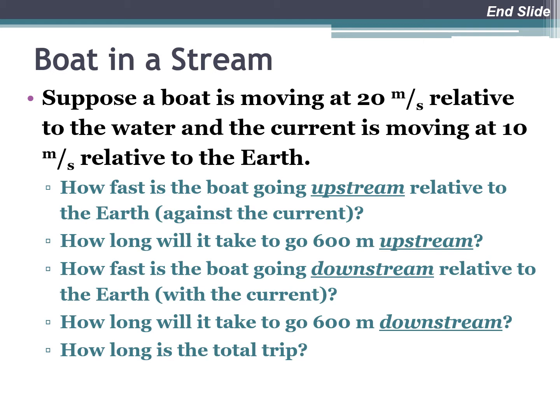So effectively what I'm really looking for is this last question right here. What's the total trip? How long is that total trip around the entire going upstream and then downstream? But I do want to get to these other four questions also, because those are going to help me to answer this last question of how long it takes to do the total trip.